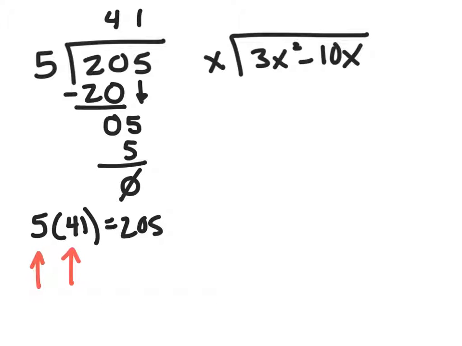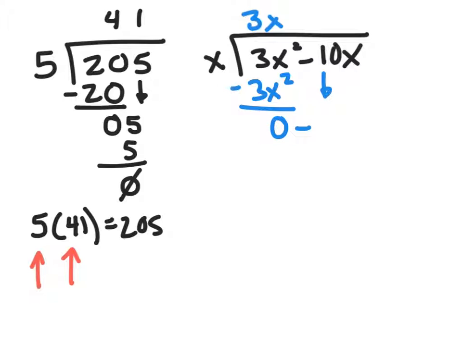Let's show you how the same thing happens here. So we say, how many times does x go into 3x squared? Well, it goes 3x times. And when you multiply 3x times x, you get 3x squared. And when you subtract that, we get 0.